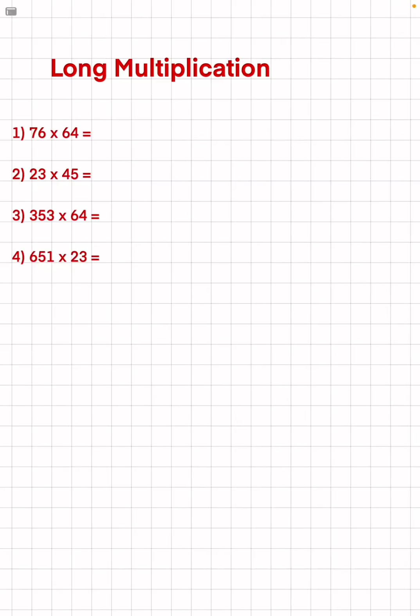In this clip, we're going to be looking at how to multiply with two-digit numbers. The first calculation is 76 multiplied by 64. Remember to align the tens and align the units. The first thing we're going to do is multiply this digit by each digit at the top.